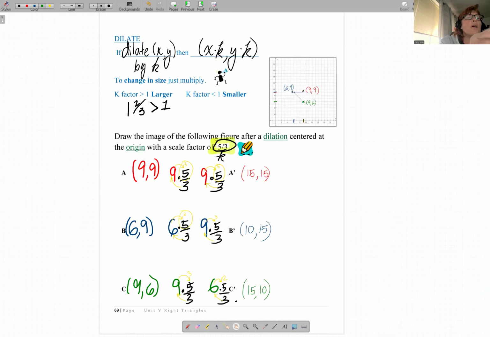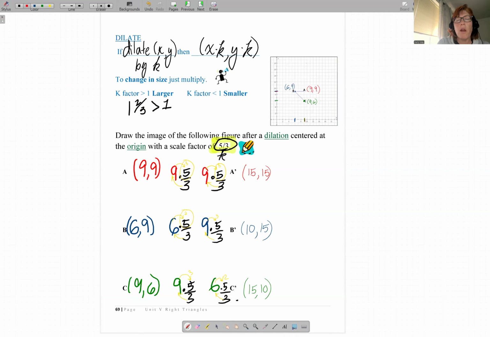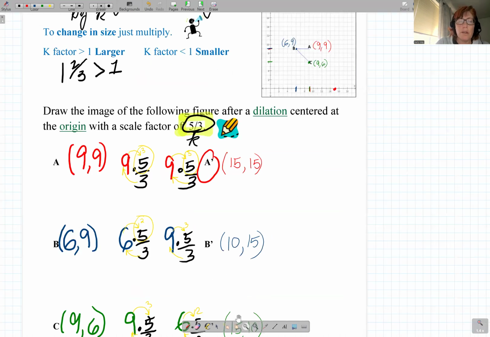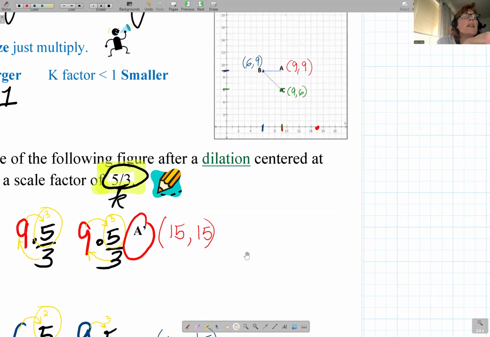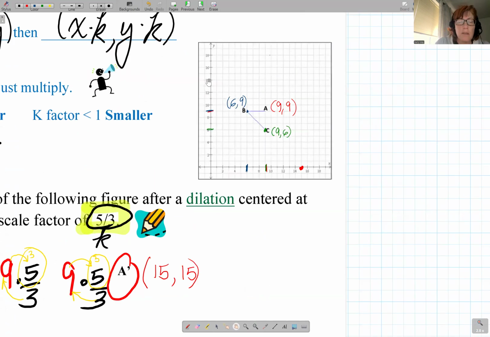So we are going to plot our new coordinates here, and A prime is at (15, 15). So there's 14, there's 15 right there. And I'm going to have to get closer here. 15 and 15. Right there. Nope, I think I'm off one. Yep, I'm off one right there. Okay, so that is A prime.